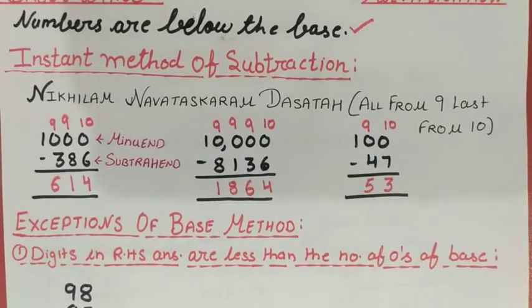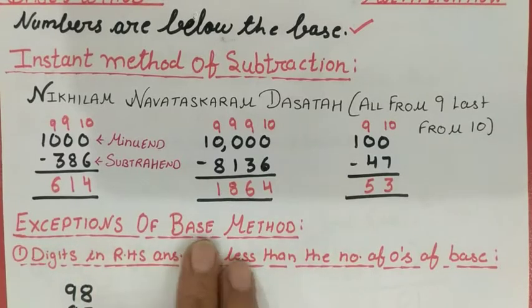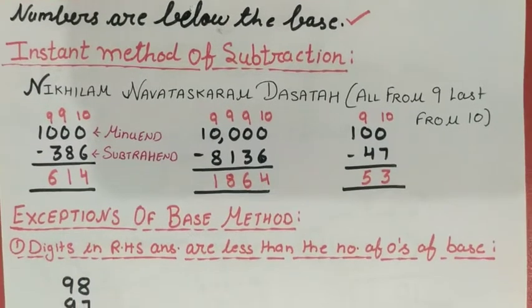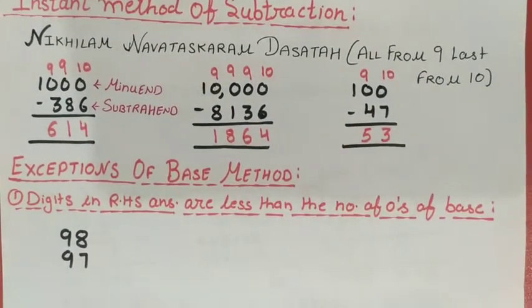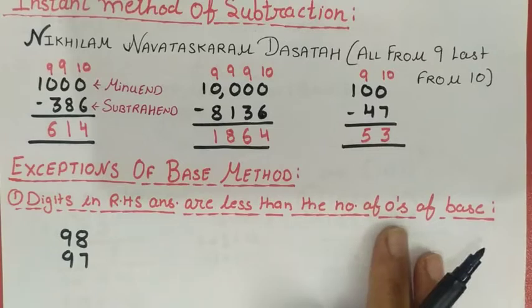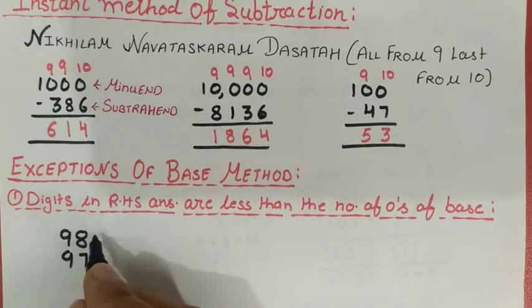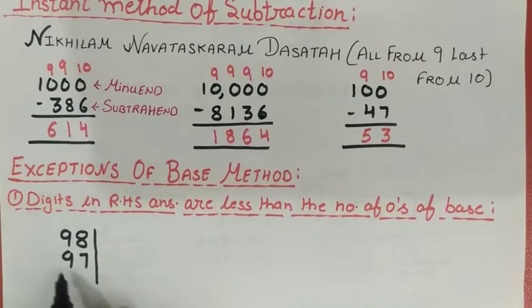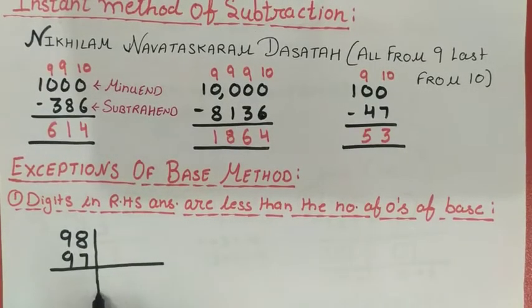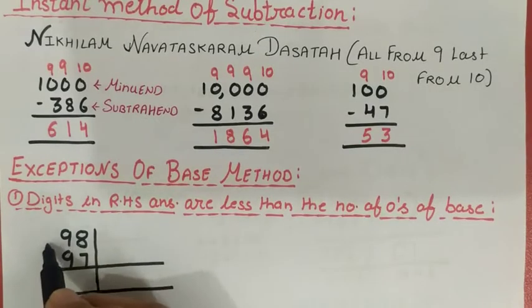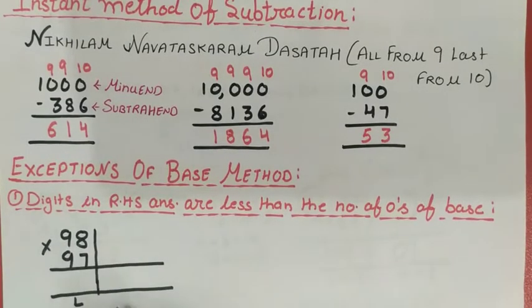Now let us start discussing the exceptions of our base method. The very first exception of the base method is when the digits in the right hand side answer are less than the number of zeros of the base. We have discussed this exception in the last video as well. So let's discuss it once again. We want to multiply 98 by 97. Right, part your question in two parts, the left hand side part and the right hand side part.